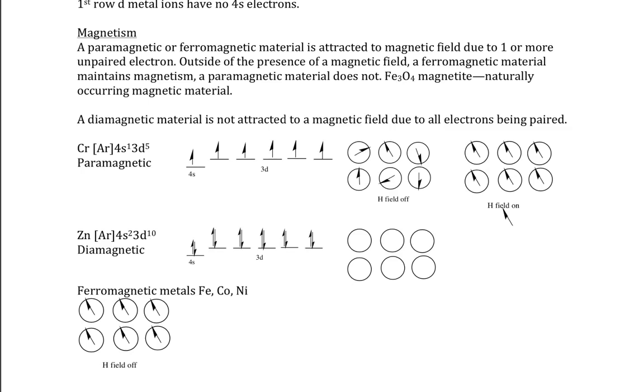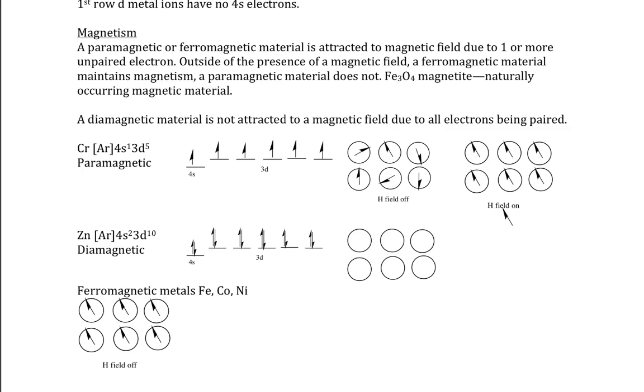A diamagnetic material is not attracted to a magnetic field. In fact, it turns out to be a tiny bit repelled. And that's because all of its electrons are paired.